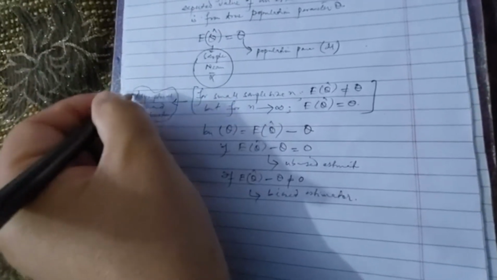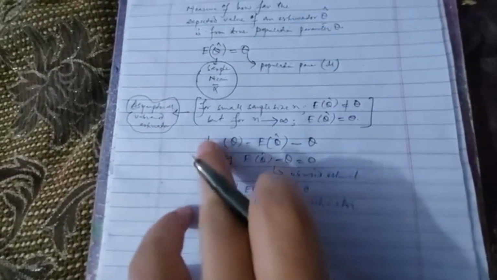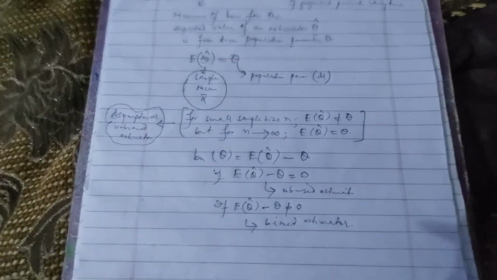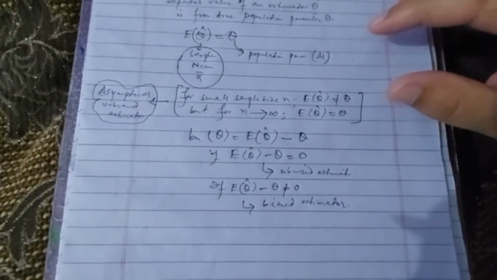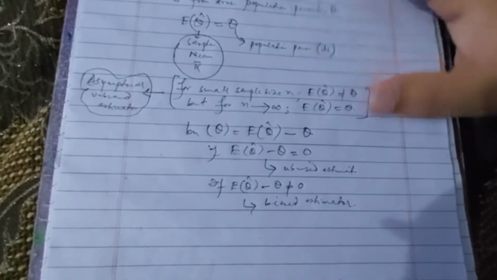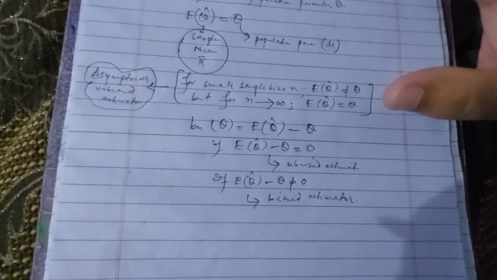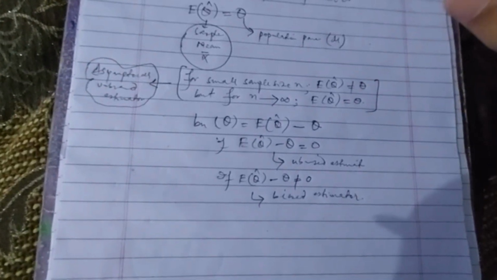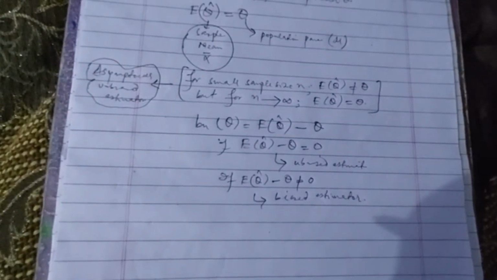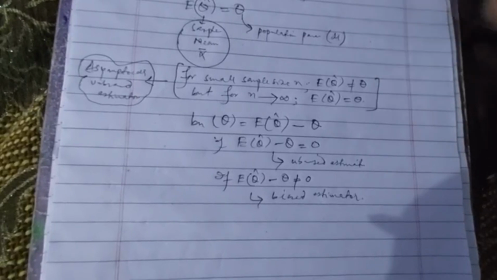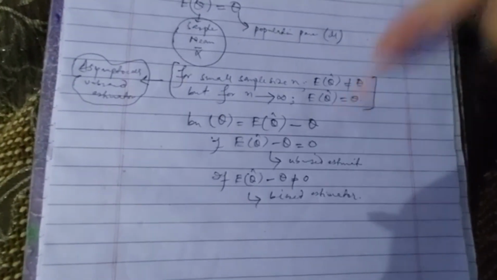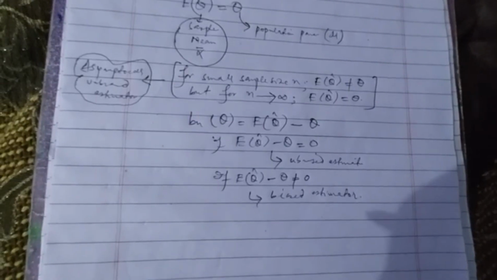Okay, I will repeat it. Asymptotically unbiased estimators are those estimators that initially are biased. It will not give you the exact true parameter value, but as the sample size n increases, as it tends to infinity, it gives you the exact true parameter value.